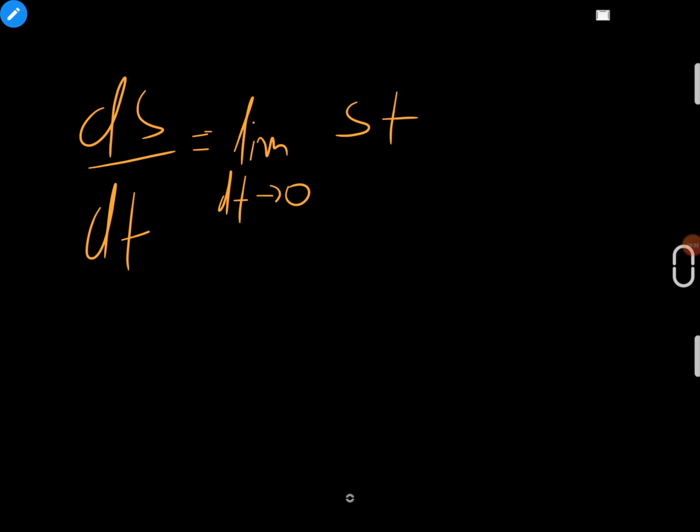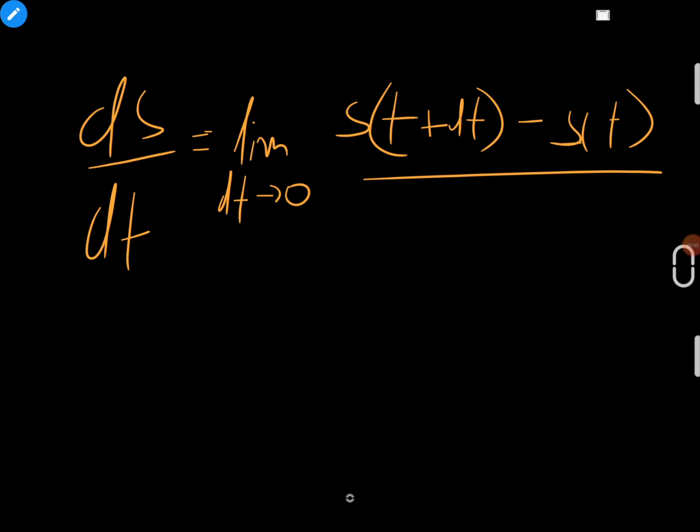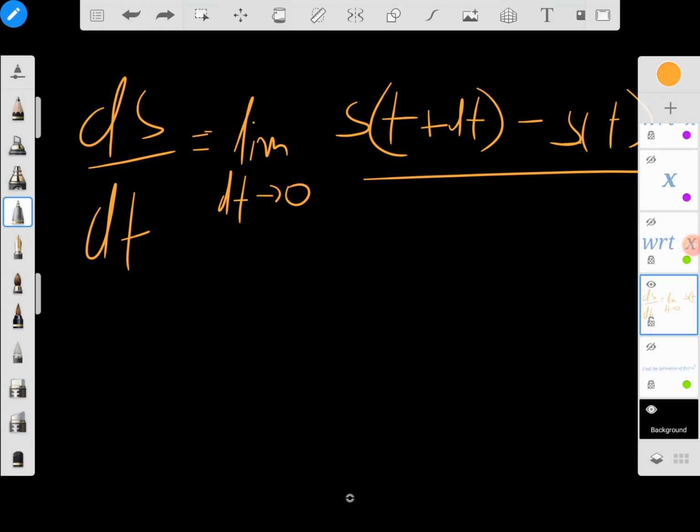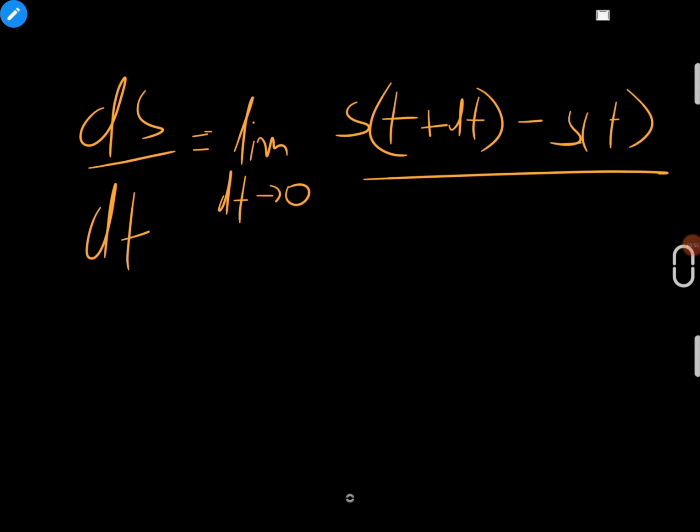We check the difference between the distances, and that is s of t plus dt minus s of t. That is ds. ds is a change in distance. And then we checked the change in time, and change in time is dt itself, right? Or t plus change in time is t plus dt.